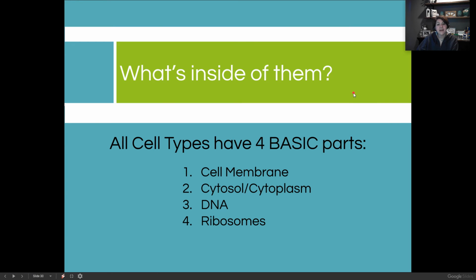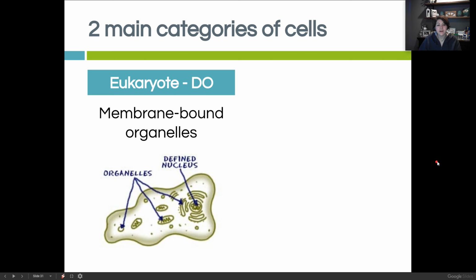So again, what's inside of both of them? A cell membrane on the outside, the liquid of the cytosol, they have DNA in there, and they have ribosomes. But what else is inside of them? For eukaryotic cells, they do have what we call membrane-bound organelles, which are going to include all of the other organelles that we're going to look at and study in the next part. Eukaryotic cells can contain any of these membrane-bound organelles. Not all eukaryotic cells are going to have all of those organelles, but they do contain membrane-bound organelles.